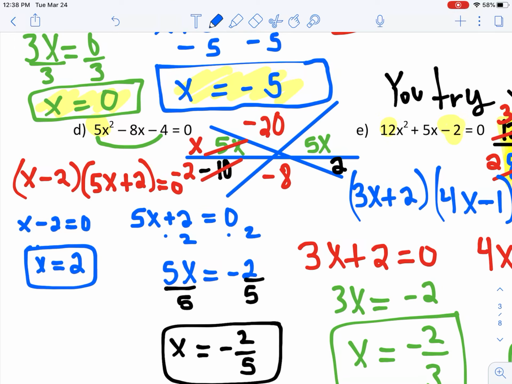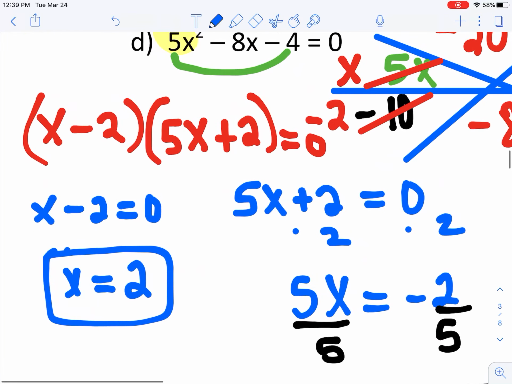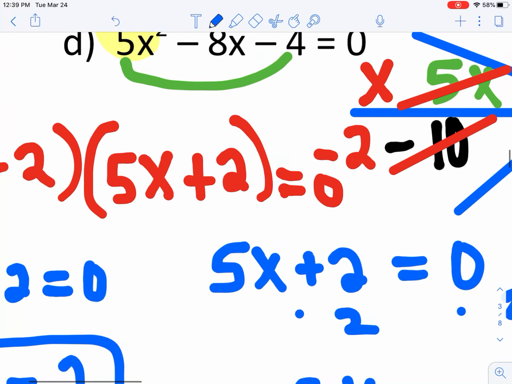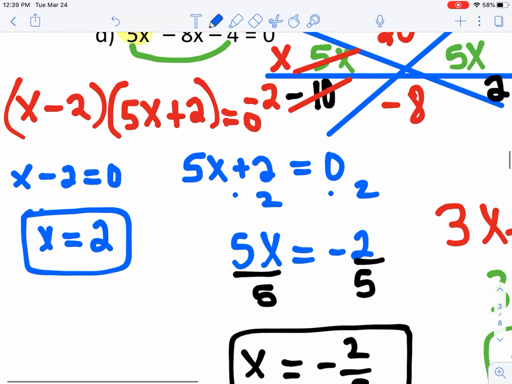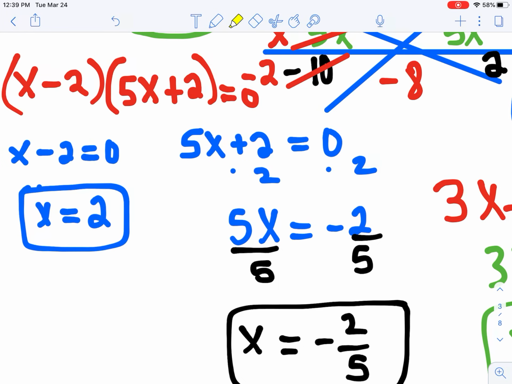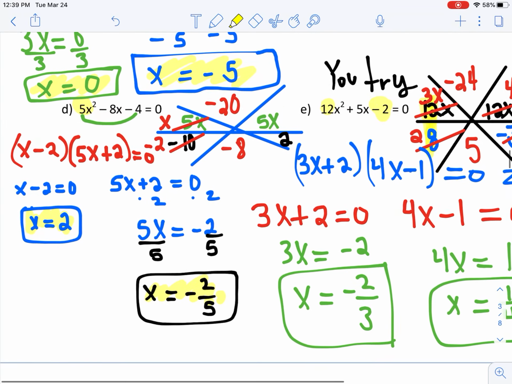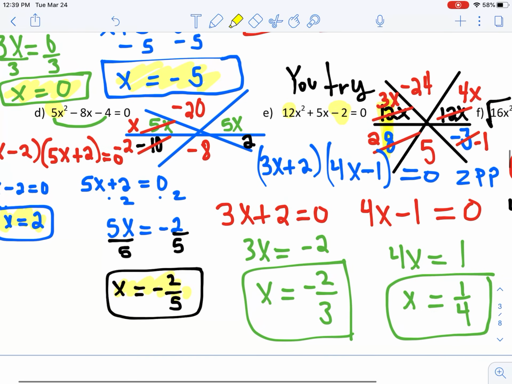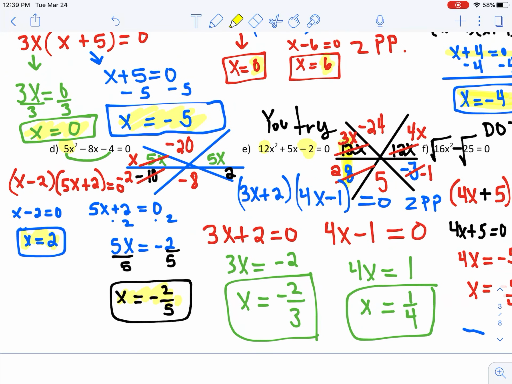We divided by 5 on the left side to get x minus 2. On the right side, 5 and 2 is simplified, so we just put that back into parentheses and put 5x plus 2. After that, we set x minus 2 equal to 0, and then we set 5x plus 2 equal to 0 and solved to get x equals 2 and x equals -2/5. Example E is the same thing, so I'm just going to let you look at that for a second and make your comparisons.